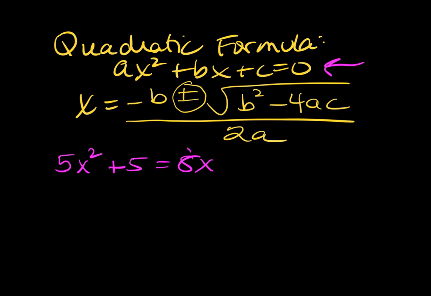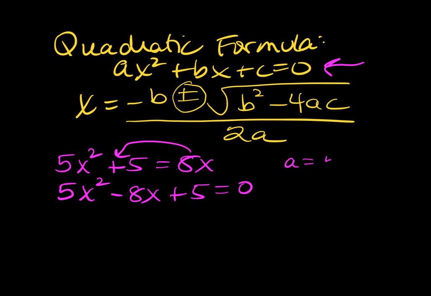So I'm going to choose to bring this over here, and I would like to put it in the middle, because when we look at a, b, and c, it's easiest if they're in order of our descending powers of x. So I'm going to put it right in the middle of those two terms. And I'm going to pick out my a here is 5, my b is -8, and my c is 5.